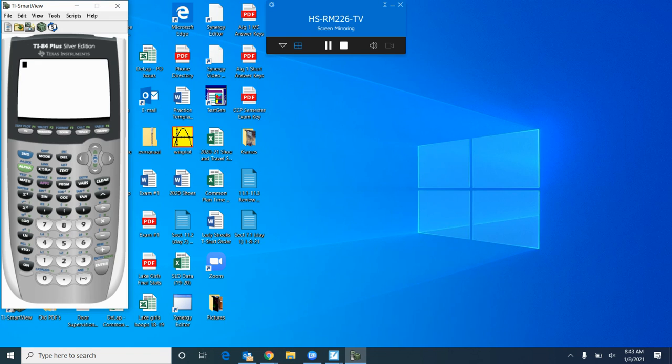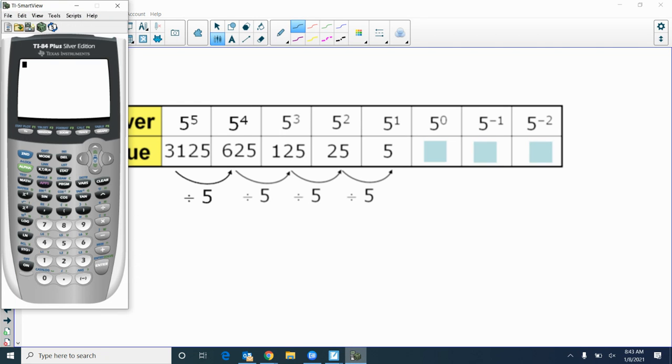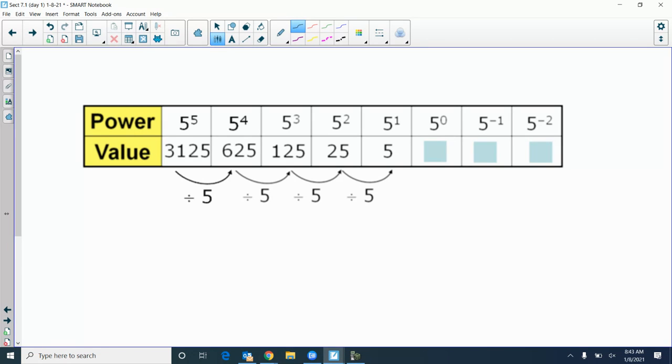According to this, 5 to the 5th is 3,125. You can hit your calculator, I'm not lying to you. It means how many 5s are we multiplying together? 5 of them, right? 5 times 5 times 5 times 5 times 5. 5 to the 4th power is 625. 5 cubed is 125. 5 squared is 25, and 5 to the 1st power is 5.